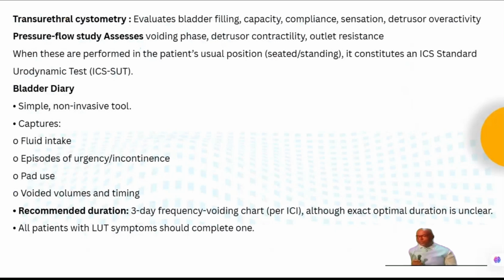What is the recommended duration? The recommended duration is actually a 3-day frequency voiding chart. Okay, and it should also include the working day as well as the leisure day. So the 3-day frequency voiding chart is a part of the bladder diary. Although the exact optimal duration is not clear, generally it is advised for 3 days. All patients with lower urinary tract symptoms should complete this particular diary.